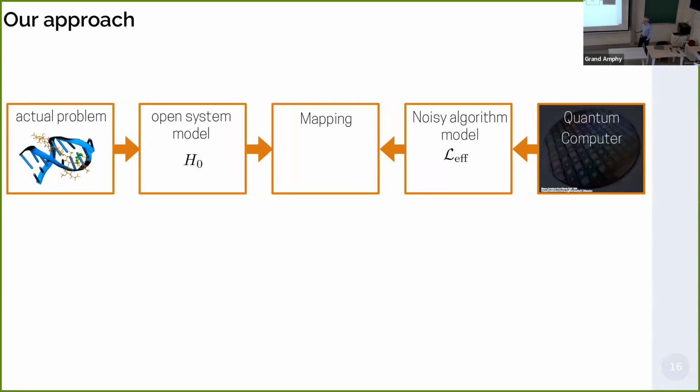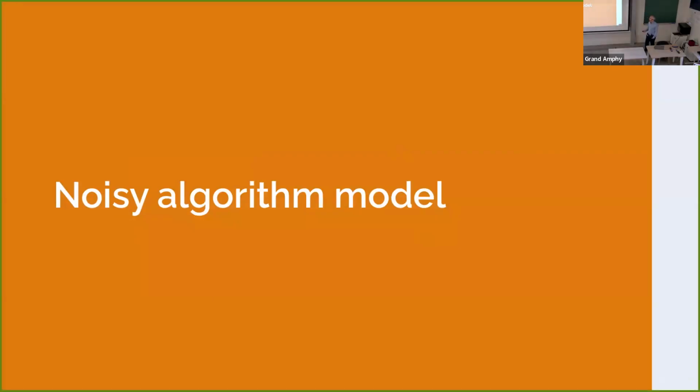And then in the end, we try to bring it all together. We now have a nicely abstracted open system model and the noisy algorithm model, and we try to bring these together. Now I want to spend some time and really get technical. So far it was all very high level. So let's now go technical and think about how we derive this noisy algorithm model.